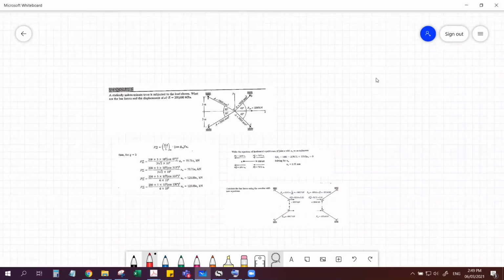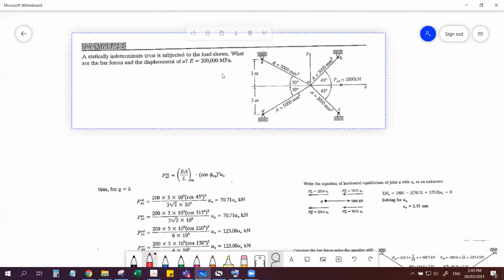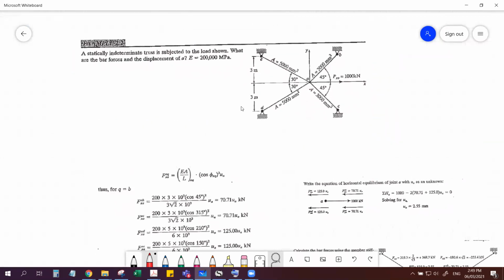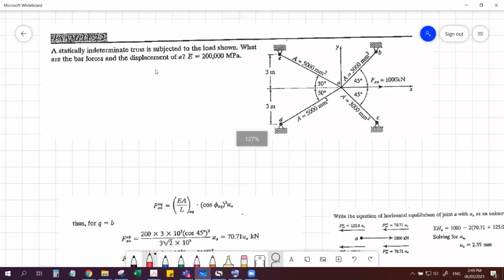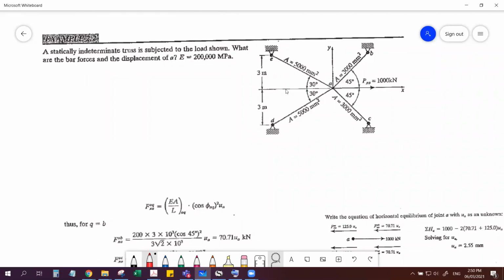Okay, this one. A statically indeterminate truss is subjected to the load shown. What are the bar forces and displacement of A? E is 200,000 megapascal. So for sure, this is steel, 200 gigapascal. Statically indeterminate, with the given area and angle of each bar.